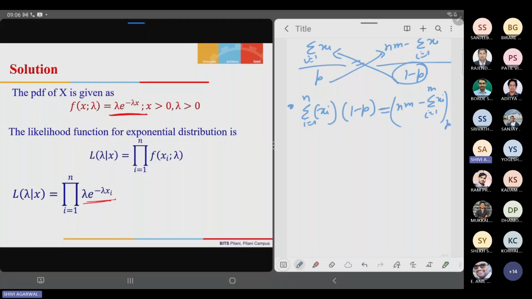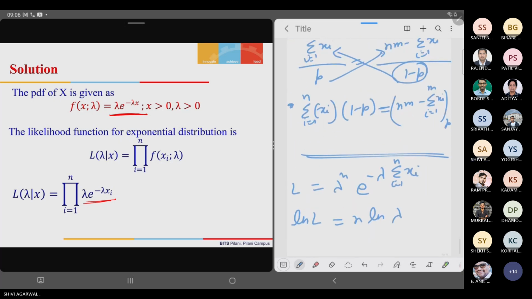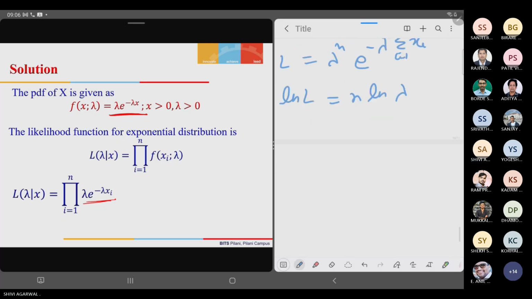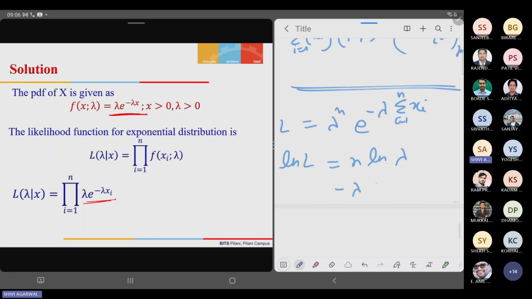So it will become here what? When we are taking L, it is equal to lambda to the power n e to the power minus lambda, and here the power is summation of xi, correct? Now we are taking the logarithm of L. So it will become n ln lambda minus lambda summation of i equal to 1 to n xi. Okay, now d of ln L upon d lambda is equal to 0.